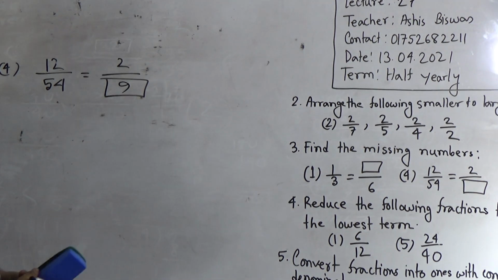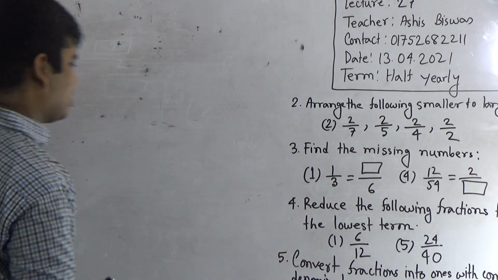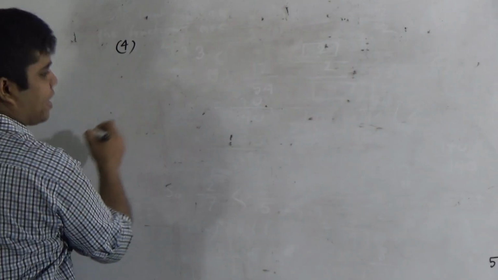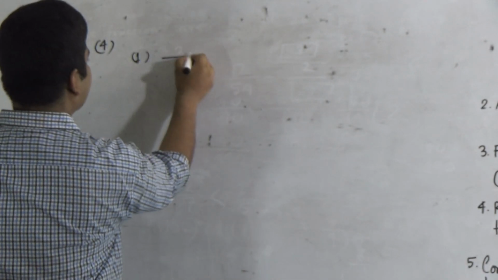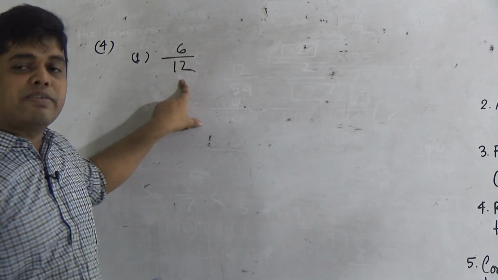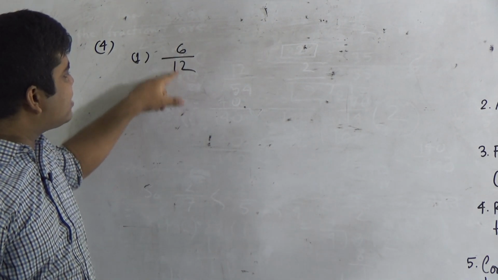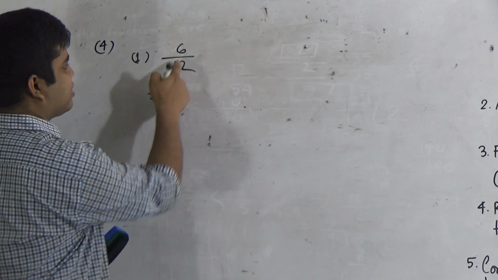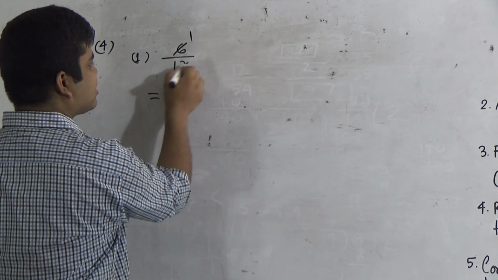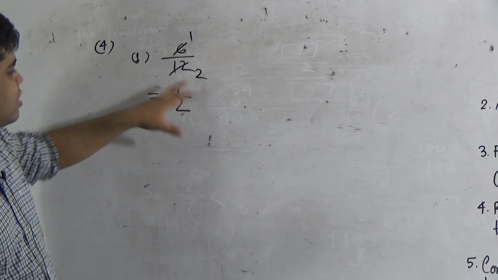Okay, I hope you have understood question number 3. Next we shall solve question number 4. It is a so easy question. Reduce the following fraction to the lowest term. Okay, that means first of all 6 by 12. Here you notice 6 and 12 both numbers are divisible by the number 6. So we divide both numbers by 6 and we get the answer. Here you notice if we divide 6 by 6, then we get 1. If we divide 12 by 6, then we get 2. So 1 by 2 is the lowest term of this fraction.